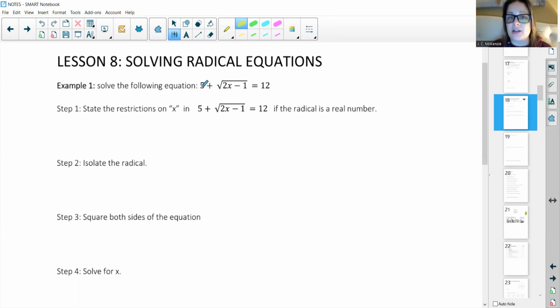And something that eliminates the radical is doing the opposite of rooting something, which is to put it to the opposite exponent. So if you have a square root, you want to do the opposite, which is to square it.